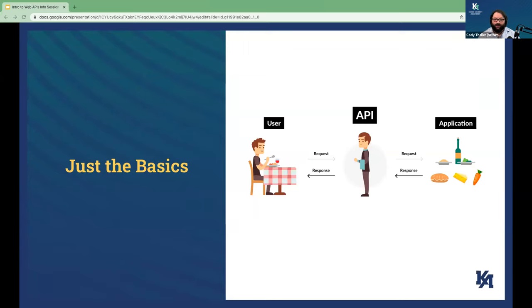And the kitchen staff will do the job. They will create the meal out of the food, and then they will send it back to the client, the user, the customer that's sitting at the table with the prepared food. That's the general idea of what we're doing when we're interacting with web APIs.